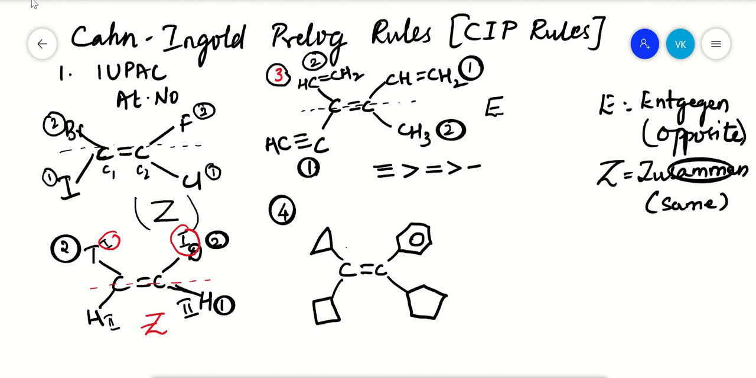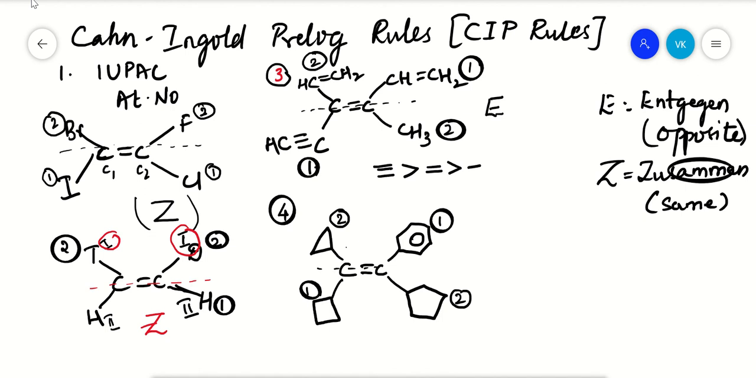Your benzene is a 6 carbon ring, right? So this is given more preference, and this is given the second preference. And out of these two, which is given more preference is this one, because it is a 4 carbon cyclic structure. So this is given more preference, and cyclopropane is given the second preference.